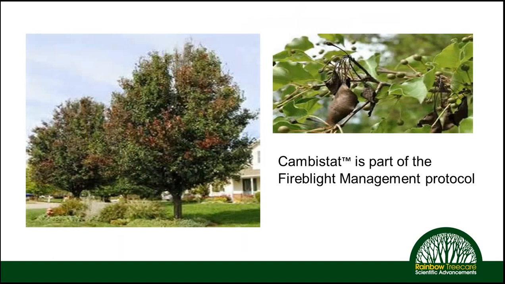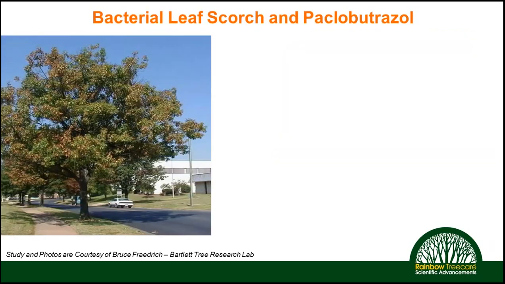And also keep in mind, I've taken a lot of calls this year about fire blight, and if you haven't seen our protocol for fire blight, please email me. I would be more than happy to send it to you. Cambistat is part of that protocol, and what it's doing is slowing down that growth on that pear and making that new shoot less susceptible to the infection. So that's also another benefit as well.